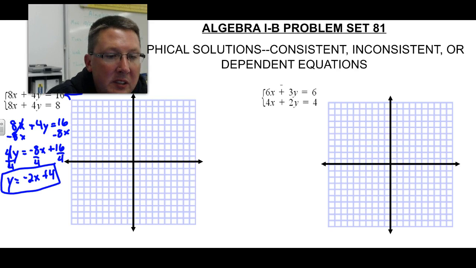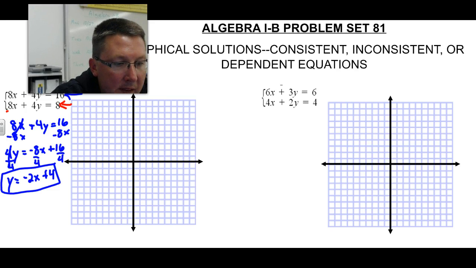Okay, now we'll do the same with the second line. Solve it for y. For this one, if I subtract 8x, I'll show that there, we get 4y equals negative 8x plus 8. Divide both sides by 4. I get y equals negative 2x plus 2.